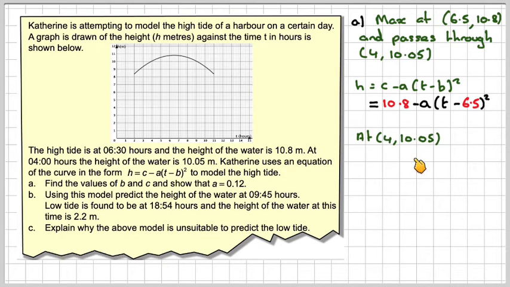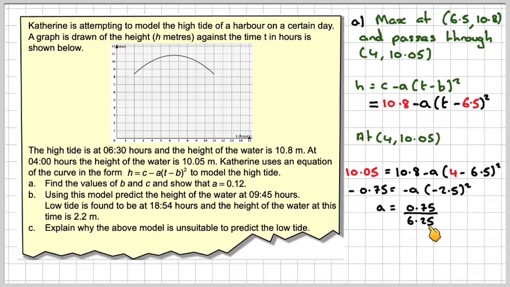At (4, 10.05), we have 10.05 is equal to 10.8 minus a times (4 minus 6.5) all squared, which gives me minus 0.75 is equal to a times minus 2.5 squared, which gives a is 0.75 over 6.25, which gives me 0.12 as required. So b is 6.5 and c is 10.8 and a is 0.12 as required.